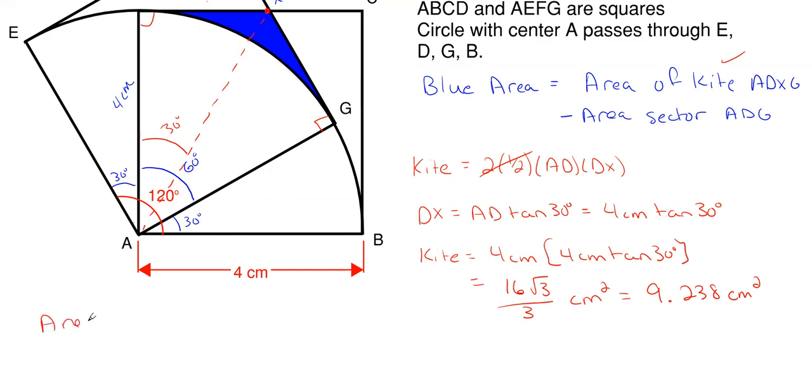So our area of our circle sector will be the amount of the angle we're looking at of 60 degrees over 360 degrees for the total area. So this tells us how much of that circle we're actually using here. We're only using 60 degrees out of 360, which is 1/6, and then times pi r squared. So this would be 1/6 times pi times 4 centimeters squared for our radius, which is just AD, or you could use AG, same value.